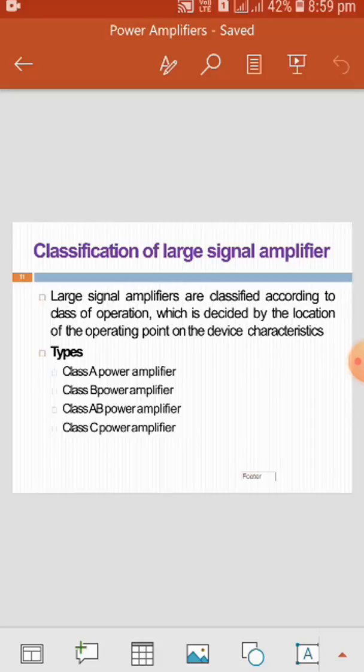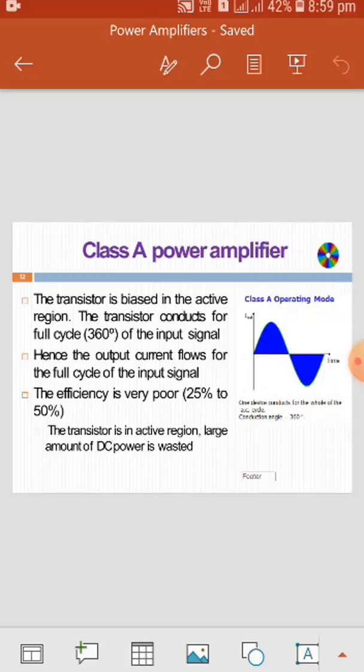Next we will go with the classification of large signal amplifiers. According to the mode of operation and the location where your Q point or operating point is selected, the large signal amplifiers are classified into class A power amplifier, class B power amplifier, class AB power amplifier and class C power amplifier. Let us see one by one.